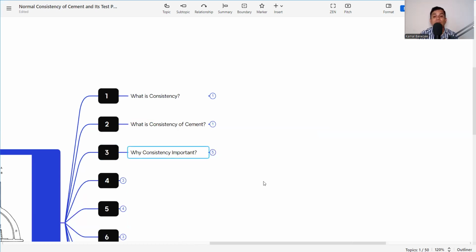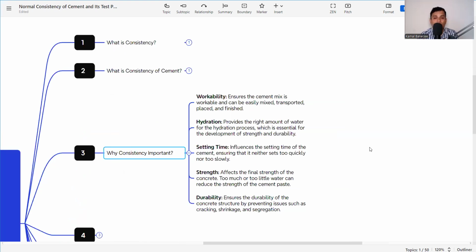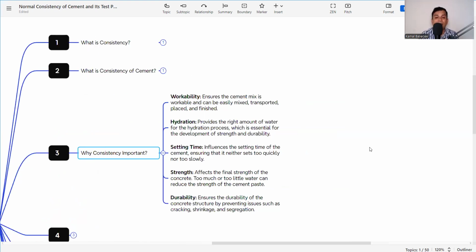The next part is why consistency is important. That is why we need to know the consistency of cement. First is workability. That ensures the cement mix is workable and can be easily mixed, transported, placed and finished. Because we need to prepare the mortar, and we need to transport, mix, place and work it. So this whole process is workability. So that should be determined with the normal consistency of cement, or whatever the amount required, that we need to determine. That is why consistency is important.